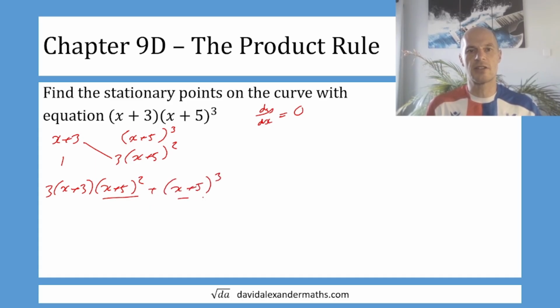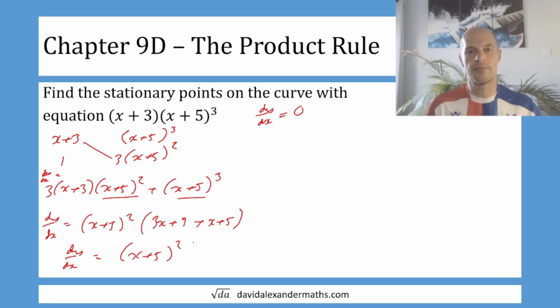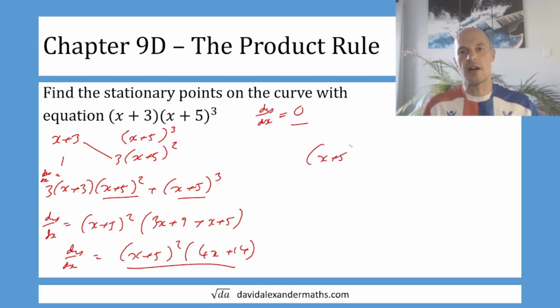I'm going to factor out, so I should probably write that this is dy by dx. So dy by dx, I'm going to factor out the x plus 5 squared, so that's x plus 5 squared, lots of 3x plus 9 plus x plus 5. So dy by dx is x plus 5 squared, 4x plus 14. So I need to set this to 0. So x plus 5 squared, 4x plus 14 equals 0.